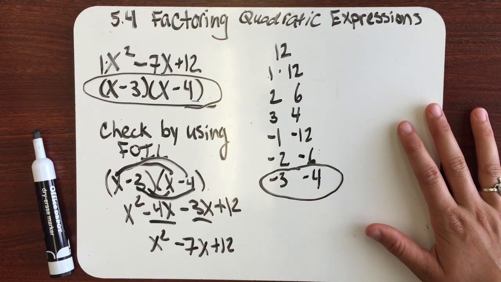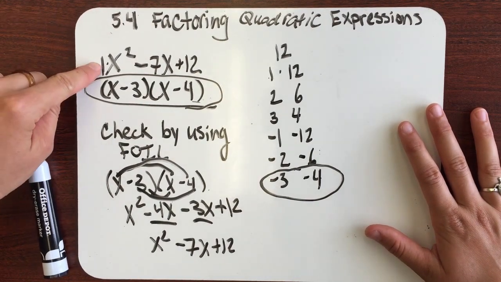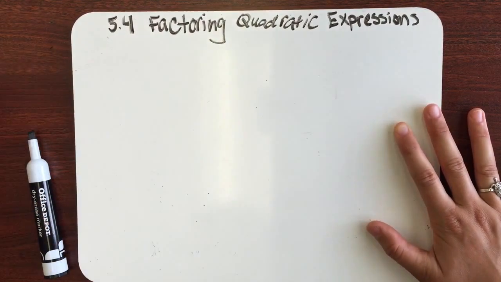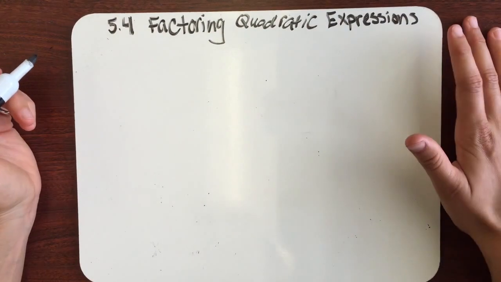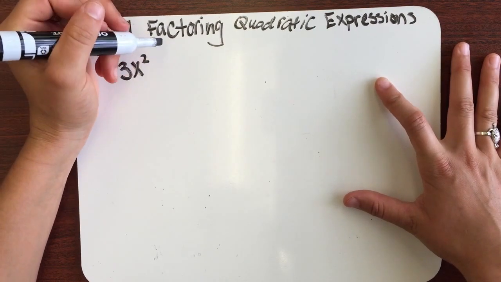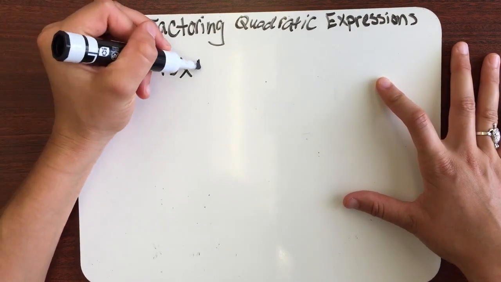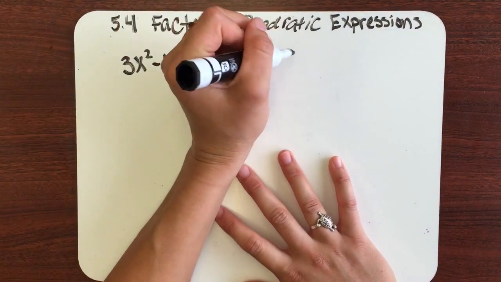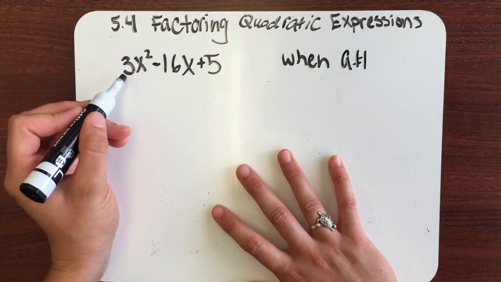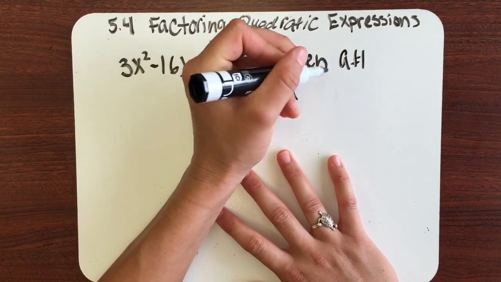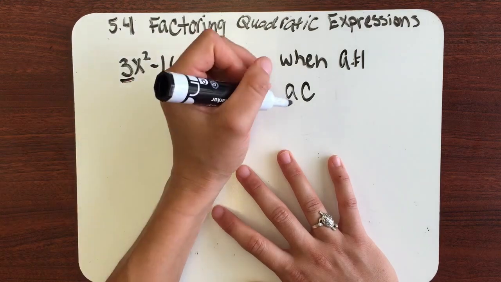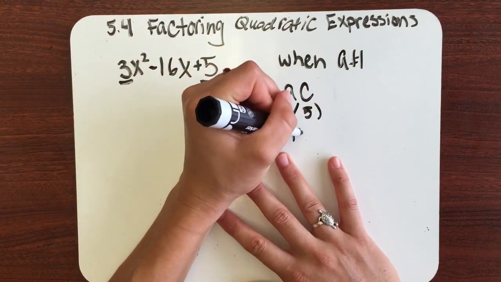The next way we're going to go over is when the value of a, the number in front of x squared, is not 1. So for example, we're going to have 3x squared minus 16x plus 5. And this is when a is not equal to 1. This is the value of a. We're going to multiply a times c, the values of a and c. So we take 3 and 5. 3 times 5, that will give us 15.